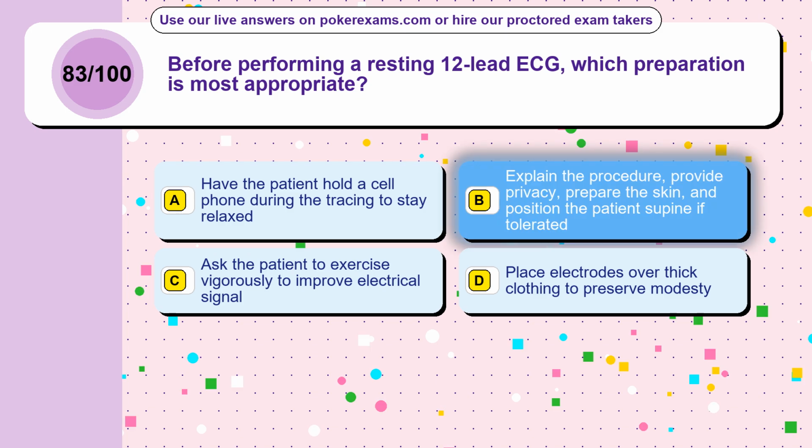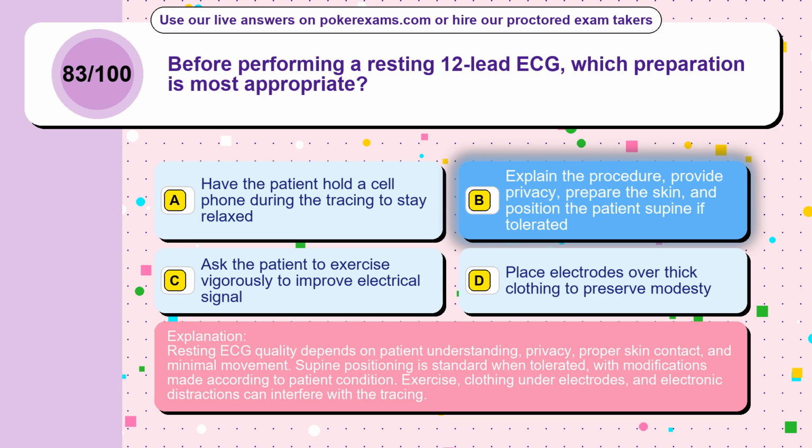The correct answer is option B. Explain the procedure, provide privacy, prepare the skin, and position the patient supine if tolerated. Resting ECG quality depends on patient understanding, privacy, proper skin contact, and minimal movement. Supine positioning is standard when tolerated, with modifications made according to patient condition. Exercise, clothing under electrodes, and electronic distractions can interfere with the tracing.